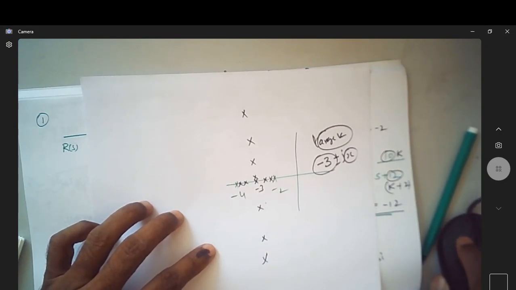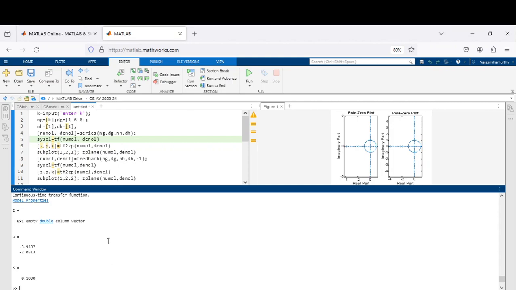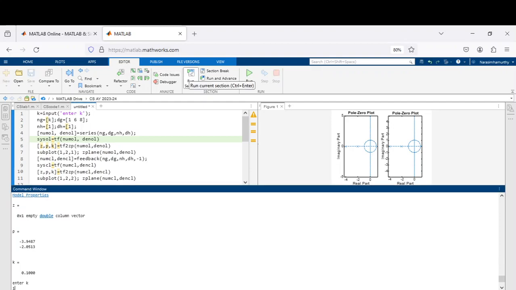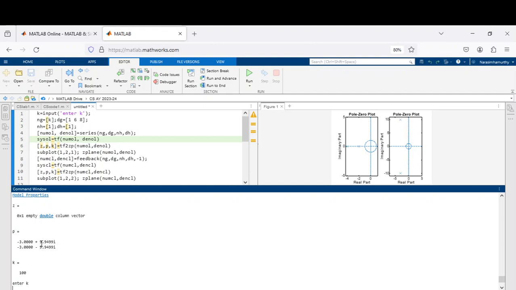So let me go here. I have given the value of k as 0.1. It is still at minus 2.05, and this is at minus 3.9 something. Suppose I run it again and give the value of k as 100, just notice this. Now it is minus 3, but the imaginary value has increased to 9 something.